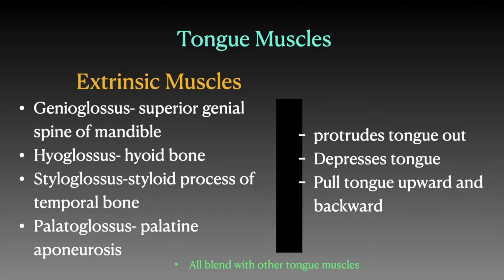The genioglossus protrudes the tongue out. The hyoglossus depresses the tongue, and the other 2 muscles pull the tongue upward and backward. All the muscles blend with other tongue muscles to insert themselves.